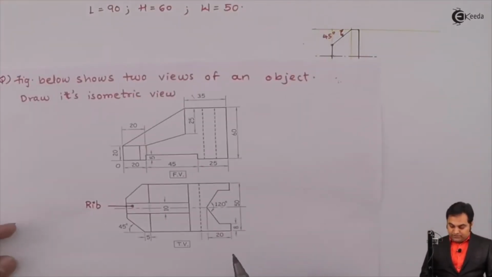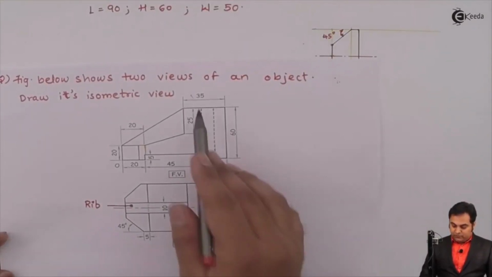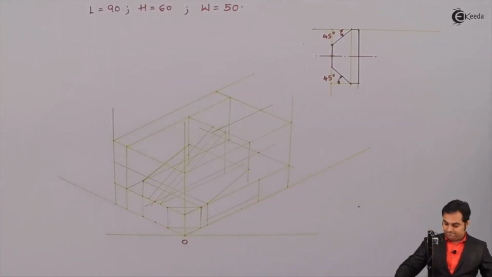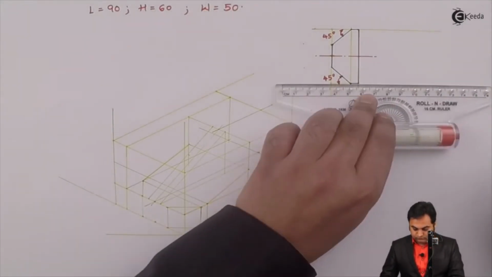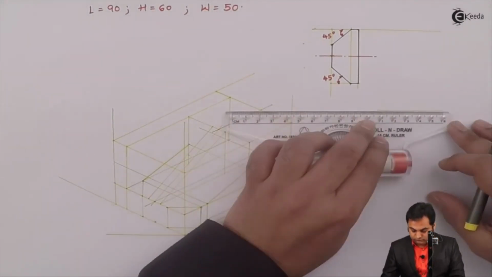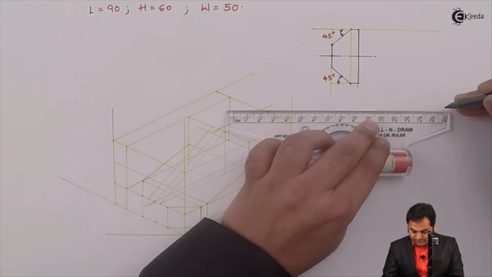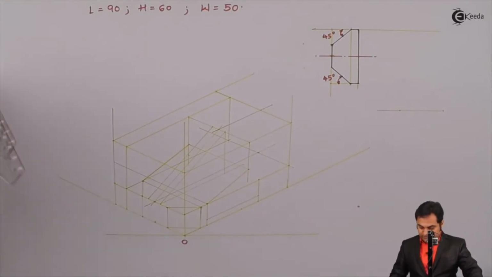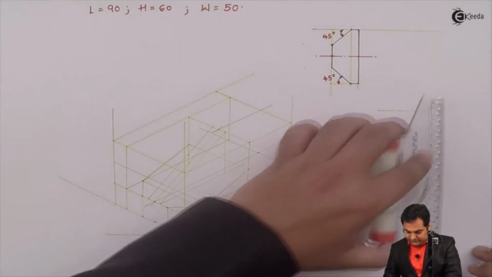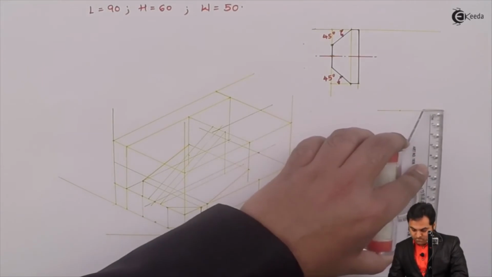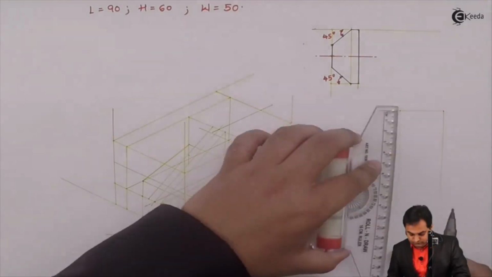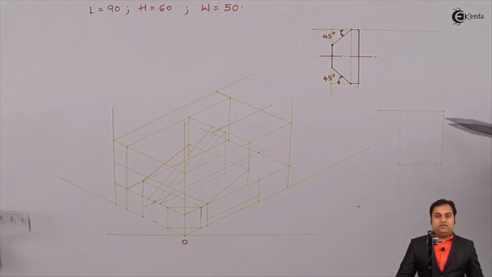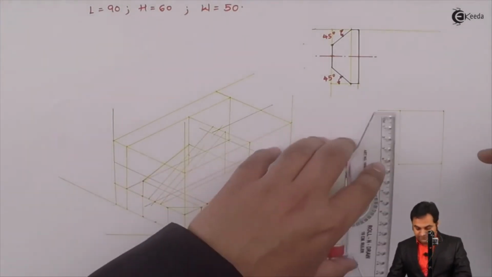For that, now this surface is having a length of 35 mm and width is 50. So I'll draw it separately here. Measuring 35 mm. Next, here the height, that is, of this rectangle is 50 mm. Then I'll take exactly half of that to get the center line.